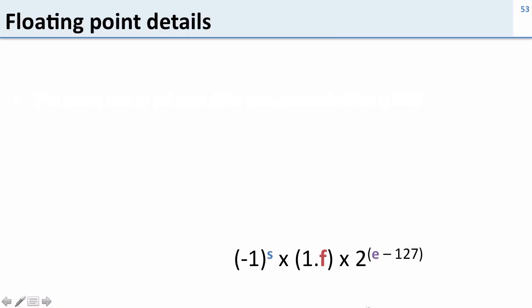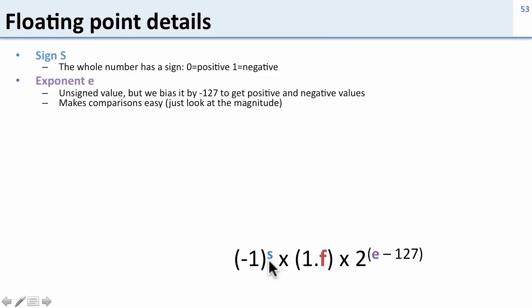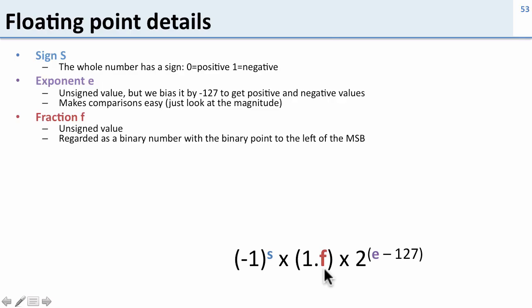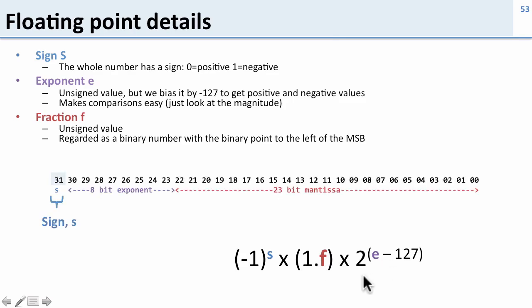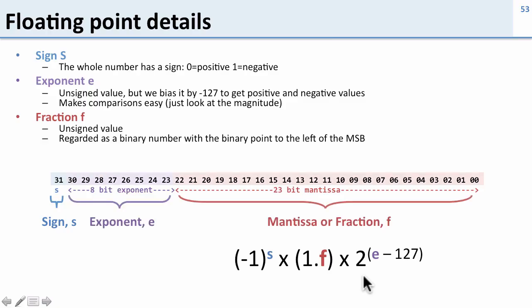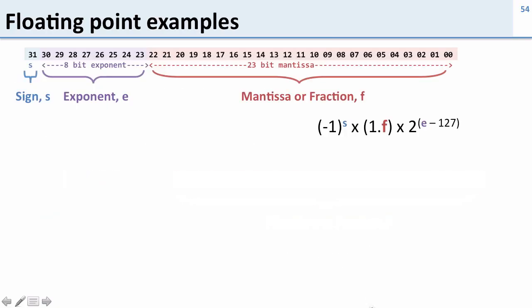Now let's talk about some of the details of floating point numbers. So we have s, the sign bit. This tells us whether the whole number is positive or negative. We have the exponent e, and this is an unsigned value, but we bias it here by 127. So if e equals 127, then we have 127 minus 127, we have 2 to the 0. And then we have the fraction f. And this again is an unsigned value, remember our sign is over here, and it's regarded as a binary value with one dot in the binary point before it. So if f is 1, 0, 0, 0, our number is 1.1 times 2 to the whatever the exponent is. So remember, here's what we had. We had the sign bit, 8 bits of exponent, and 23 bits of fraction. Now let's take a look at some examples.